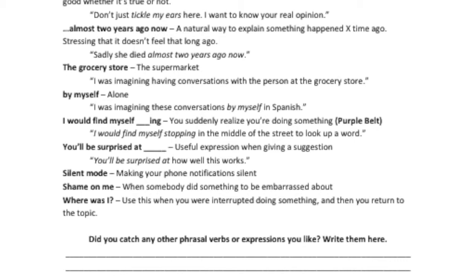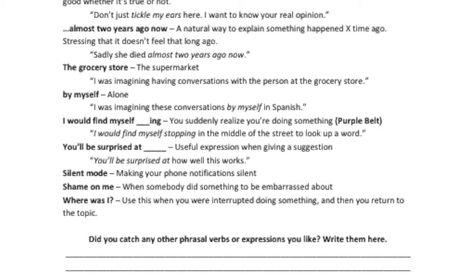Next, a vocabulary word, by myself. It just means to do something alone. I can do that by myself. She did that by herself. He did that by himself. Do you study English by yourself? Or do you have help from somebody? By yourself. By myself.